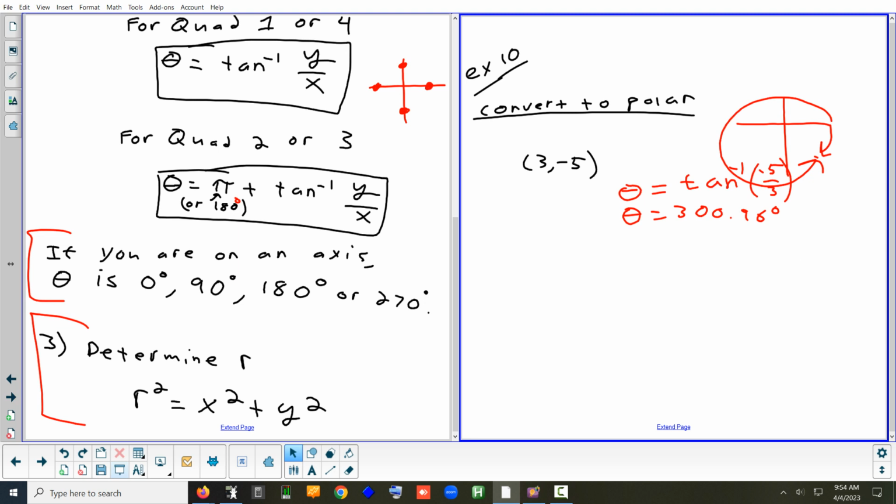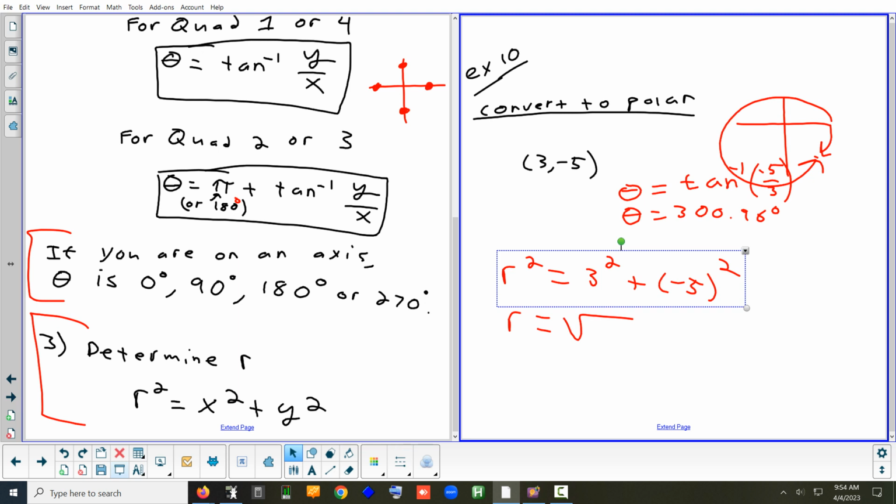And then to find your radius, it's r squared equals x squared plus y squared. So in this case, your radius is going to be 9 plus 25. And then just write that down as a coordinate. Square root 34, comma, 300.96.